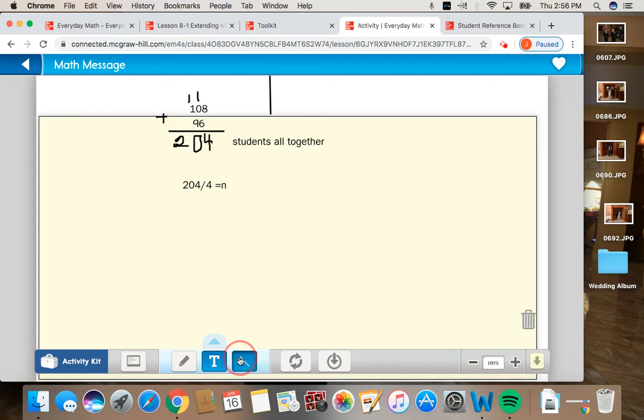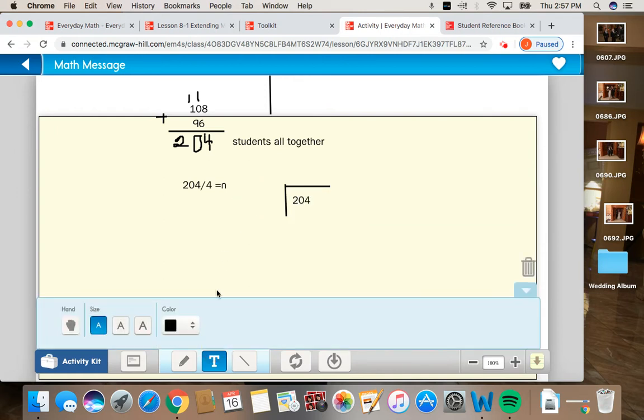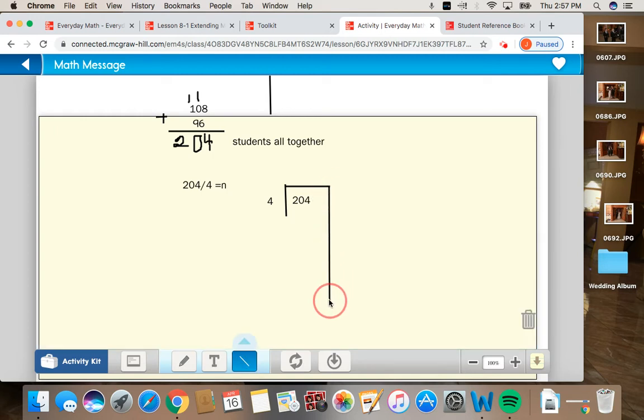So let me set this up. And I have inside here, I have my dividend, 204. On the outside, I have my divisor, which is 4. And I'm just going to extend this line down. And I need to think, okay, how many 4s are in 204? So I'm thinking of my easy multiples over here. And I'm going to say, are there at least 50 4s?